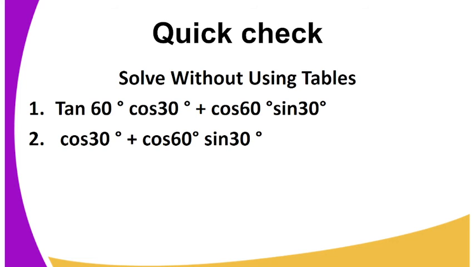We have come to the end of our lesson. And I require you to solve the following questions without using tables. Don't use tables, please. Number 1, find tan 60 times cos 30, add it to cos 60 multiplied by sine 30. Sorry. Number 2, find cos 30 plus cos 60 multiplied by sine 30.